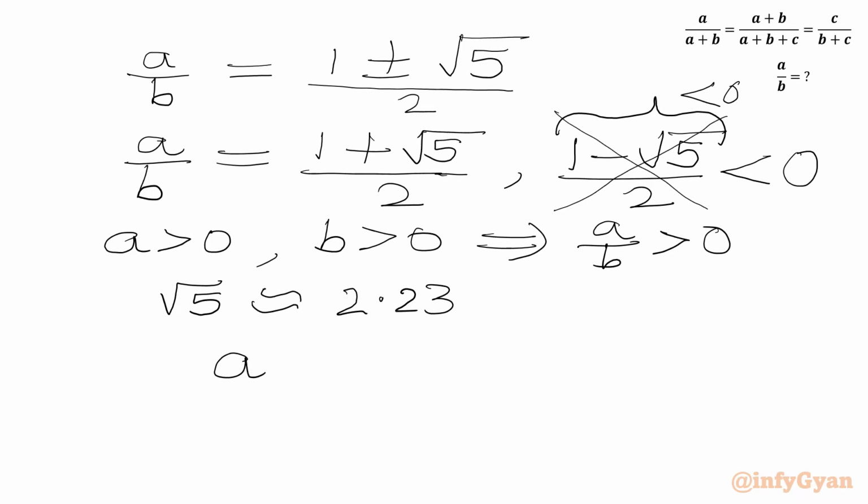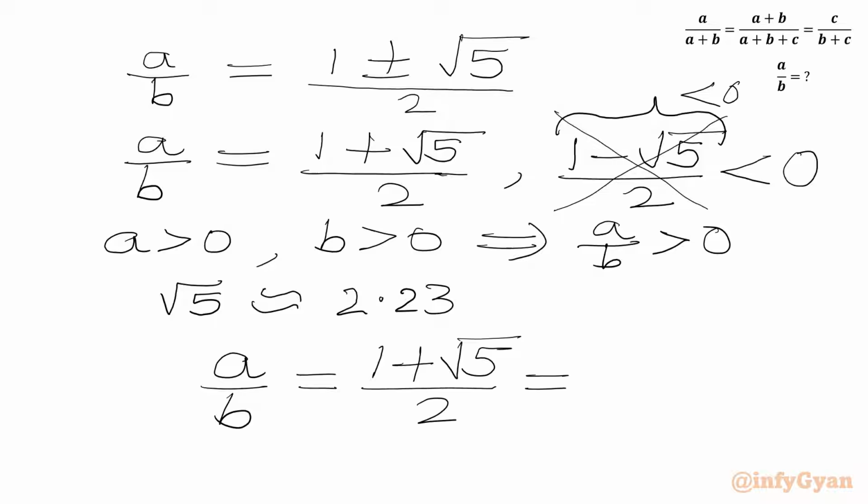So we can write our final answer: a over b equal to 1 plus square root 5 over 2, which is the golden ratio.